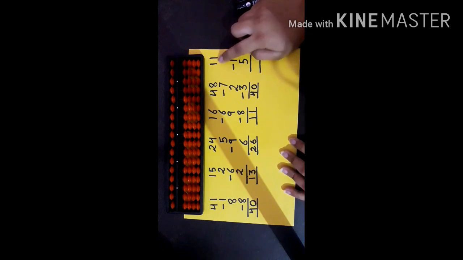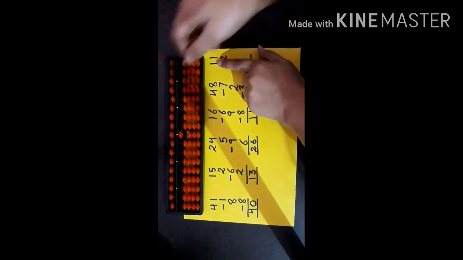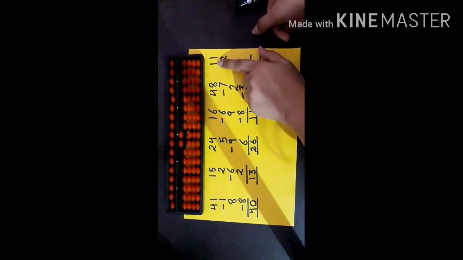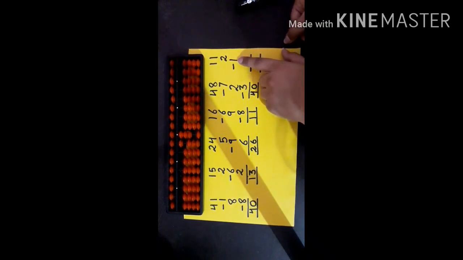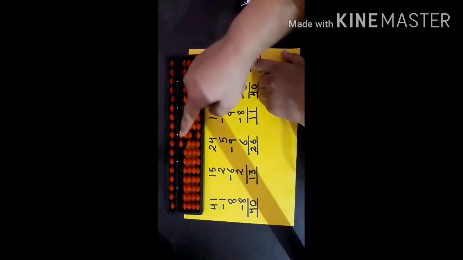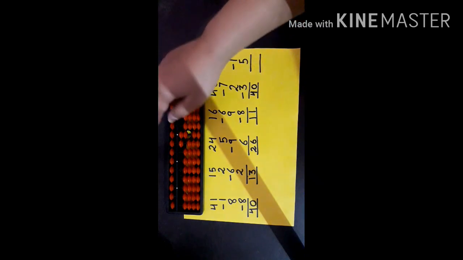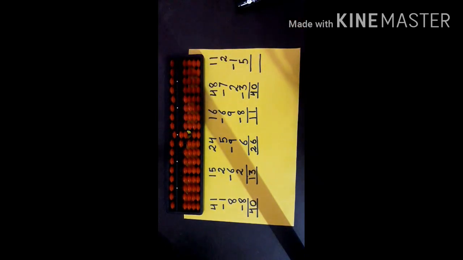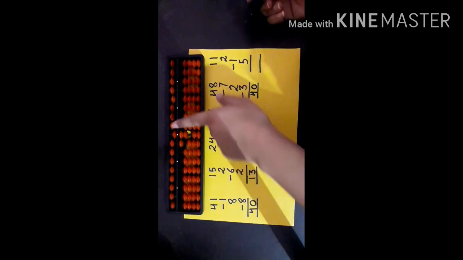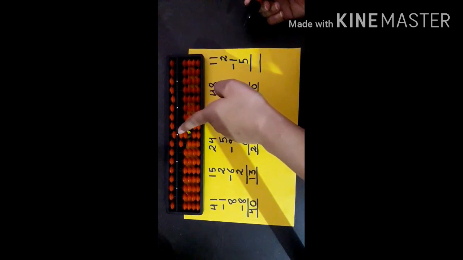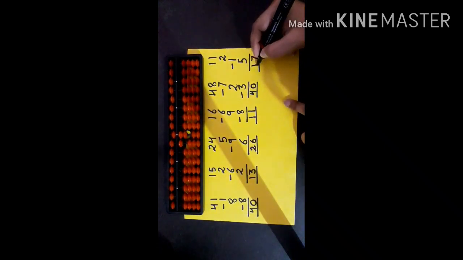The first number is 11. So first number in first rod, second number in second rod. Now you have to add 2 again. 1, 2. Now minus 1. Minus means down, 1. And 5 you have to add. For adding 5, you have to put the upper bead down. Now what is your answer? In units rod it is 5, 6, 7. And here is 1 in tens rod, so answer is 17.